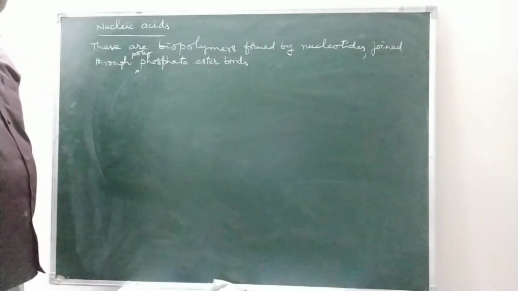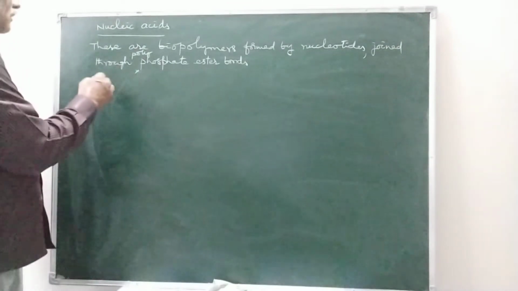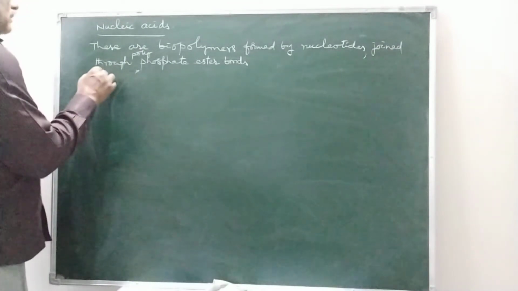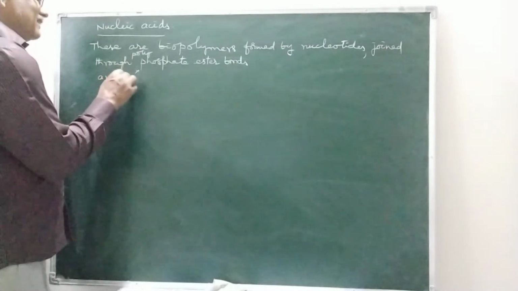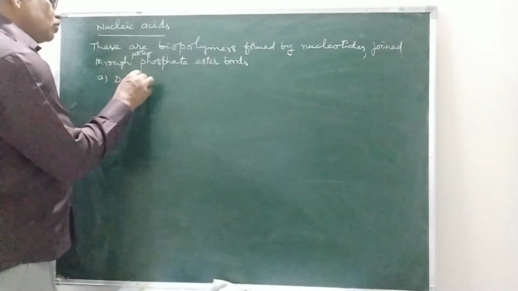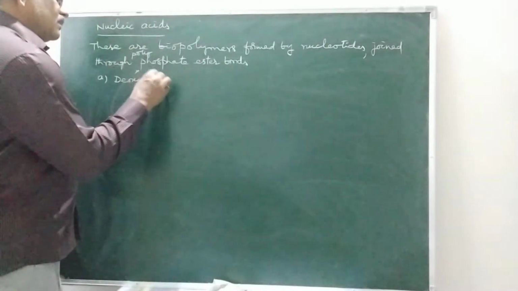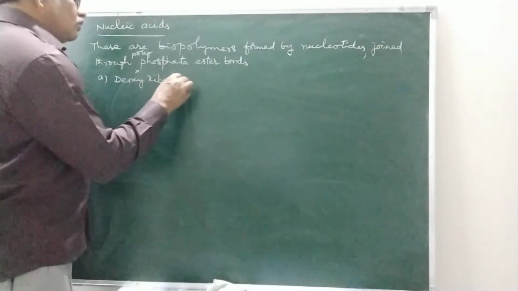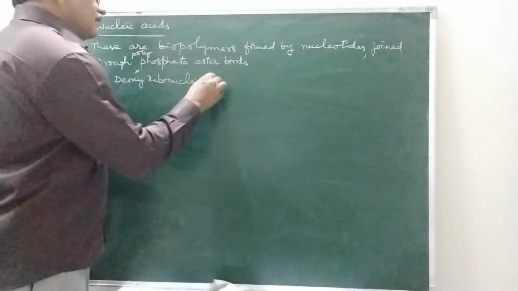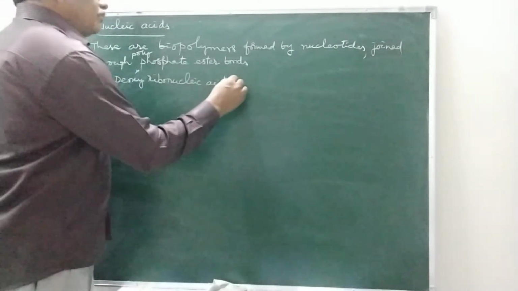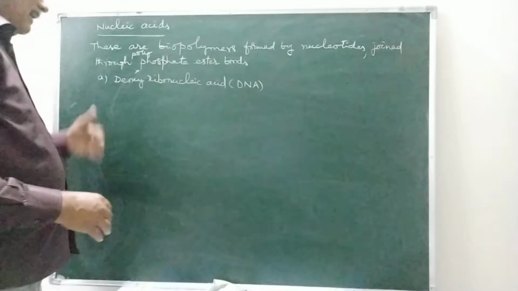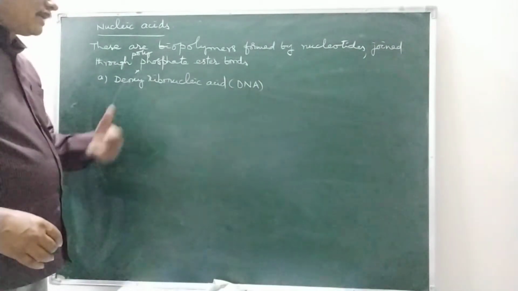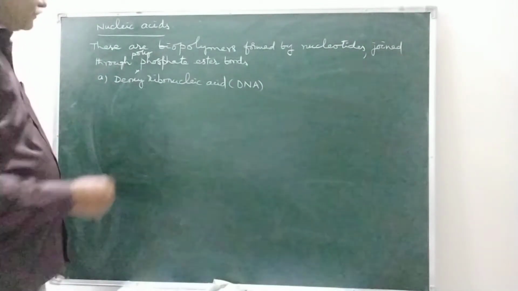Of course, these nucleic acids are of two types. One is DNA, deoxyribonucleic acid, or simply denoted as DNA. And another one is ribonucleic acid, RNA.